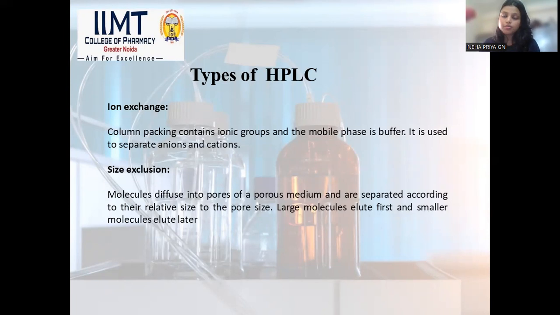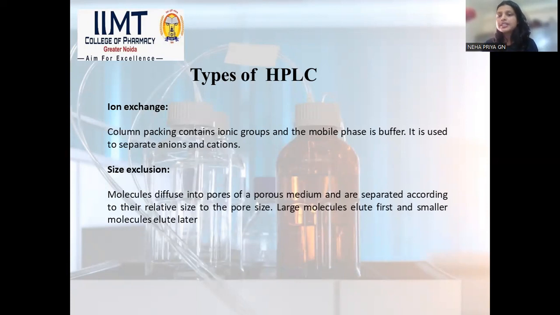If the stationary phase consists of positive ions, then the negative ions will get attached to the stationary phase, and all the other components will move out with the mobile phase. Thus one of my components is separated with the help of HPLC. Column packing contains ionic groups, and the mobile phase is a buffer. As the mobile phase is a buffer, it will elute all the impurities and other things which I don't want to separate, and the column will be made up of my choice of ion. Thus, I'll separate my choice of ion from the mixture. Then the next one is size exclusion HPLC.